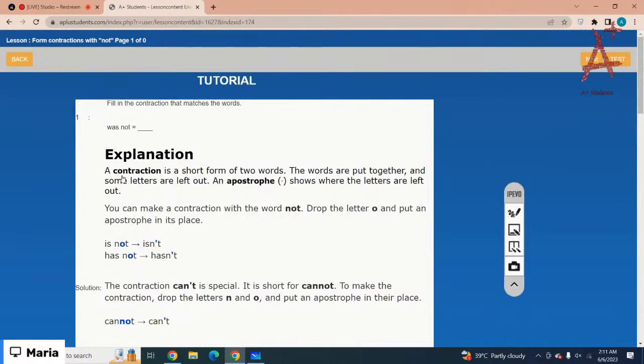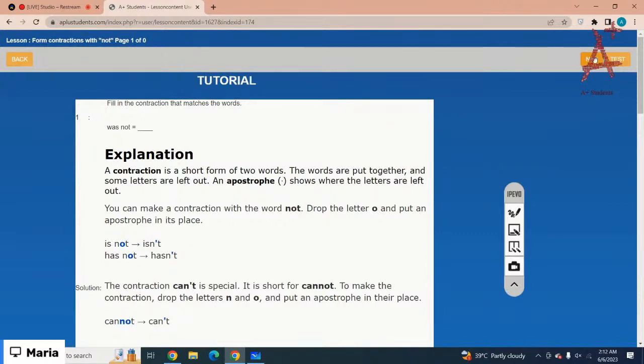You can make contractions with the word not. Drop the letter O and put an apostrophe in its place. Wherever you make contractions with not, you always skip O and put an apostrophe there. Like is not, you can say isn't. Has not, you can say hasn't. Cannot, you can say can't. Cannot is a special case. In cannot, you drop two letters, N and O, from not, and you write it as can't, C-A-N apostrophe T.